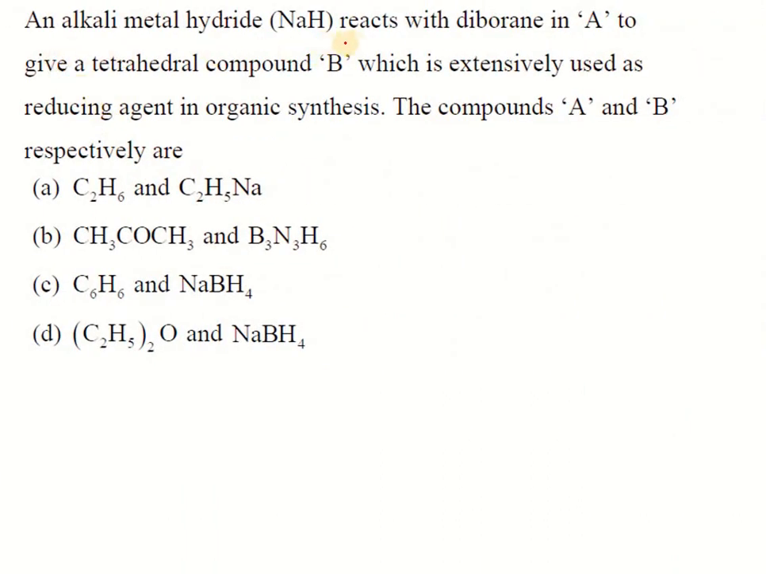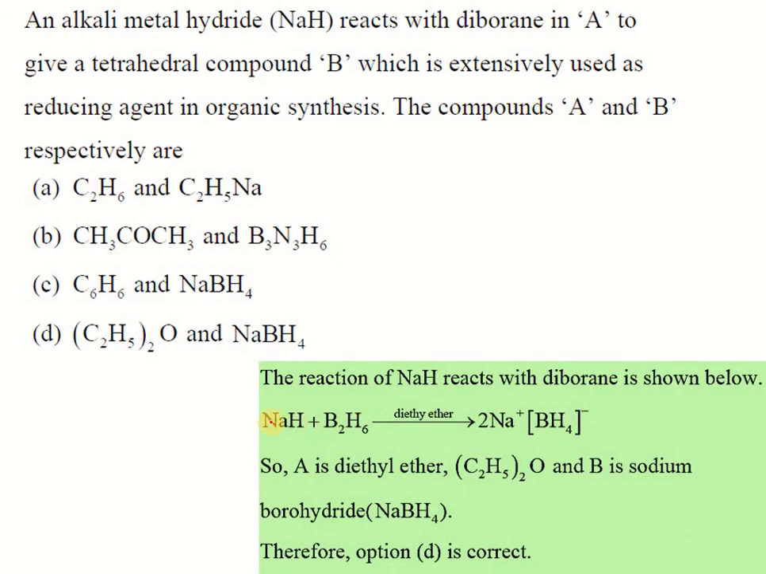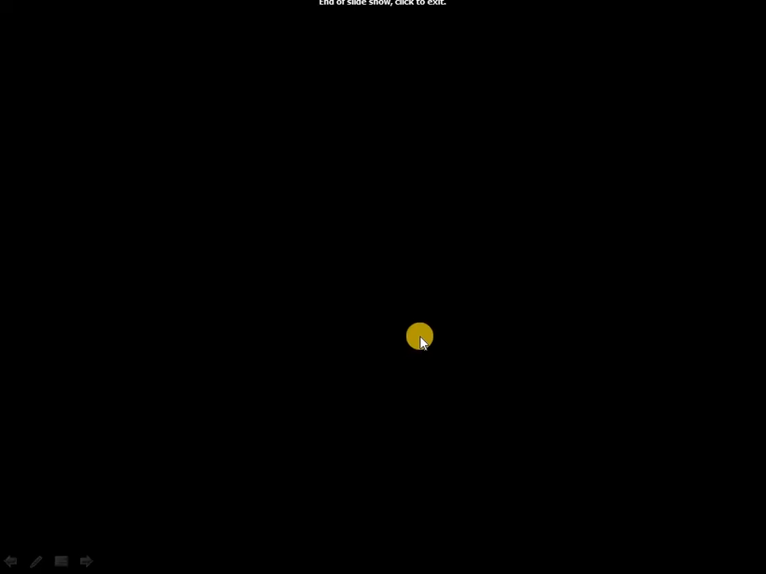An alkali metal hydride, sodium hydride, reacts with diborane in A to give a tetrahedral compound B, which is extensively used as a reducing agent in organic synthesis. The compounds A and B respectively are. So it's very clear that when diborane reacts with NaH, we get sodium borohydride, NaBH4. And A is diethyl ether, which we take as the medium, and B is sodium borohydride. Therefore, diethyl ether and sodium borohydride, option D matches with the statements.